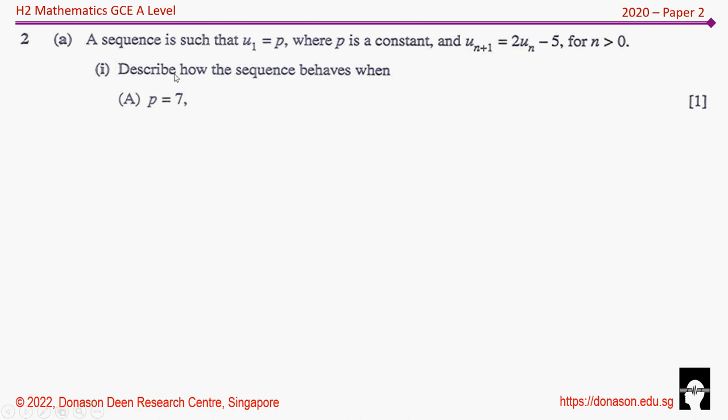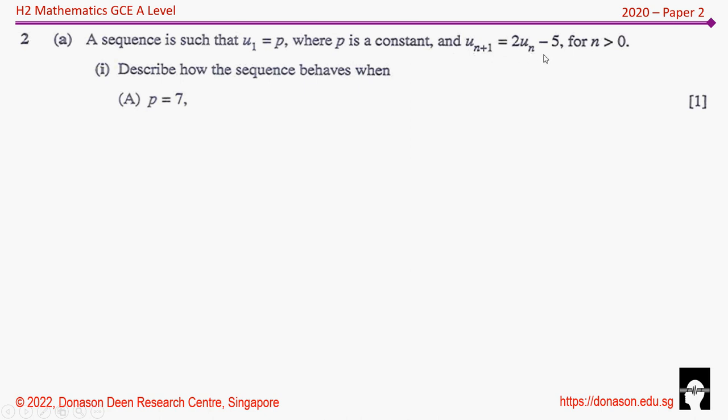Let us look at question number 2a. It says a sequence is such that u1 is equal to p, that means the first term is p, where p is a constant of course, and you are told that u(n+1), that means any general term, should be equal to twice the previous term, which is 2 times un.